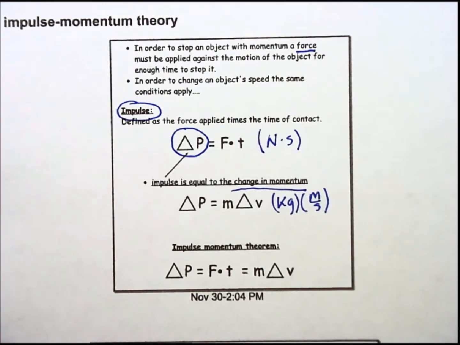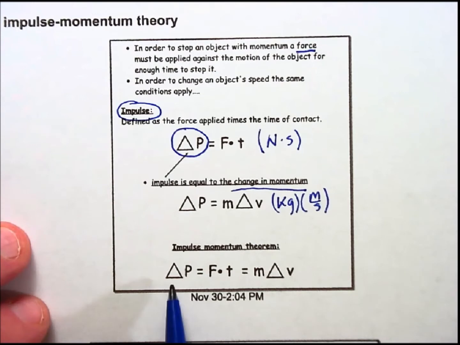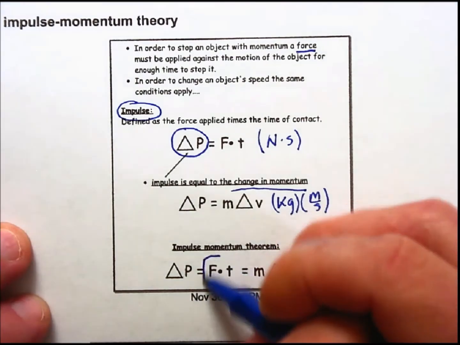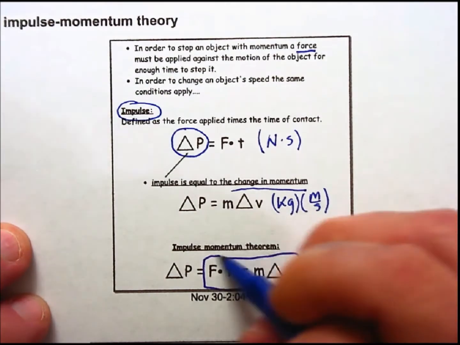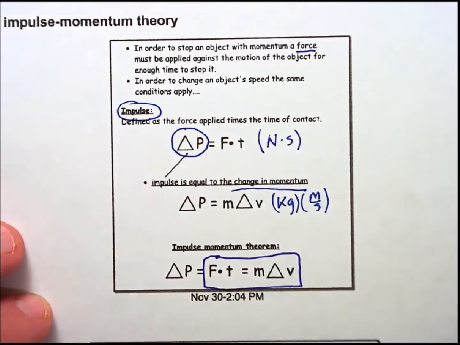Well, since both of these things equal delta P, you can set them equal to each other, and that's what we have down here. What we have down here is basically saying that impulse, or change in momentum, is equal to force times time, and that can also be equal to mass times change in velocity. This relationship right here is called the impulse momentum theorem.